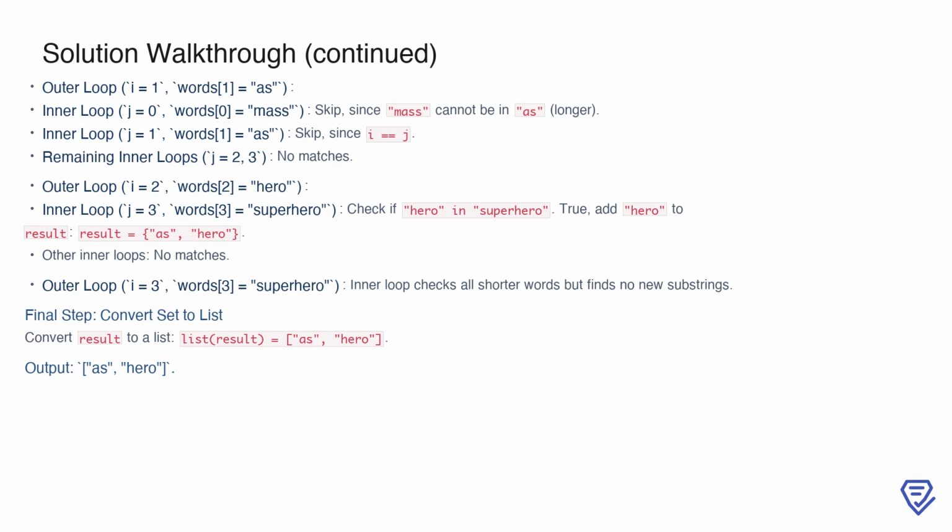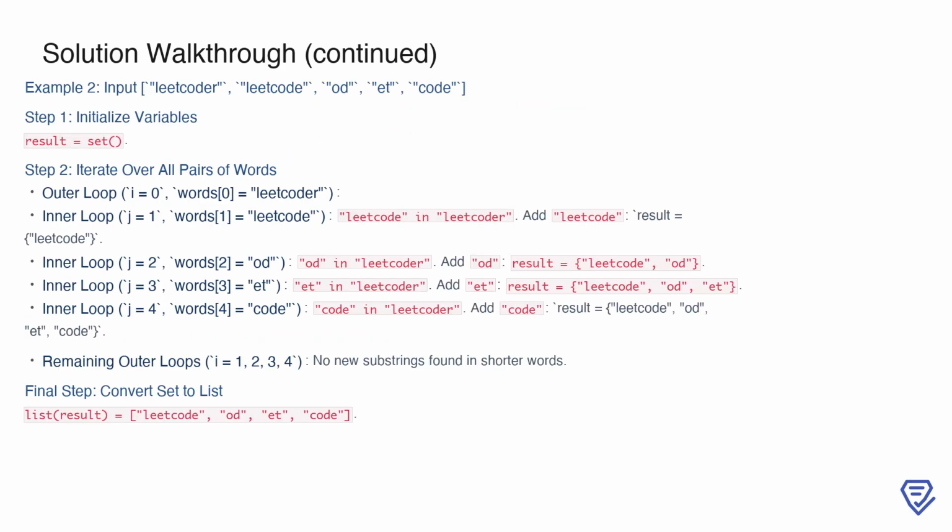Finally, the outer loop selects "superhero" at index 3. Since it is the longest word, no other word can be its substring, so no changes are made to result. At the end, we convert the result set to a list, which gives us ["as", "hero"] as the final output for this example. In the second example, we have the input: LeetCoder, LeetCode, OD, ID, code.